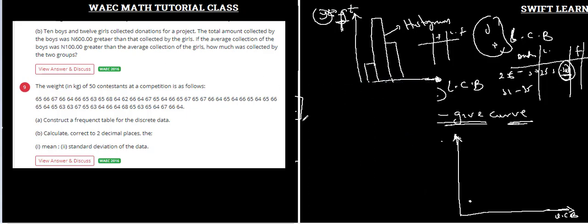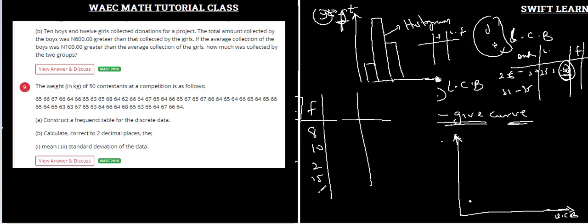So let's say, for instance, the frequency here is 8, 10, 2, 15 and 3. The cumulative frequency will be: the first number here is 8, you write 8, then 8 plus 10, that's 18, 18 plus 2 is 20, 20 plus 15 is 35, and here is 38. So this is the cumulative frequency. So you are dealing with cumulative frequency.